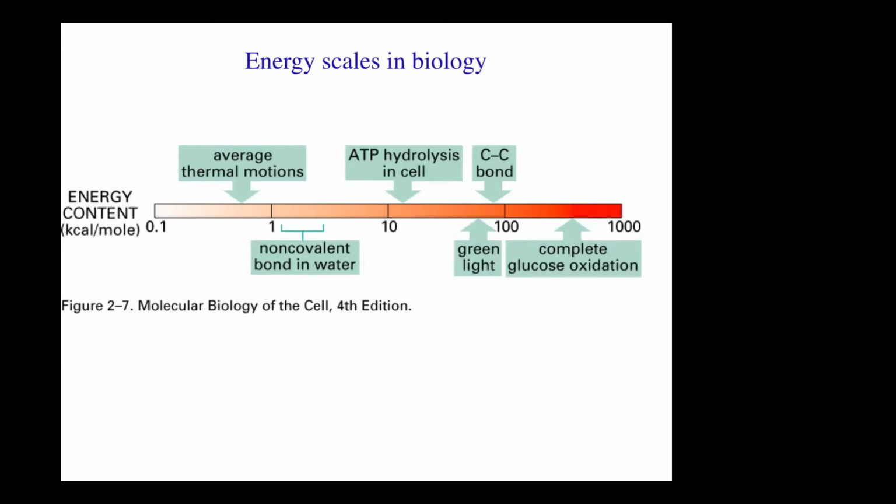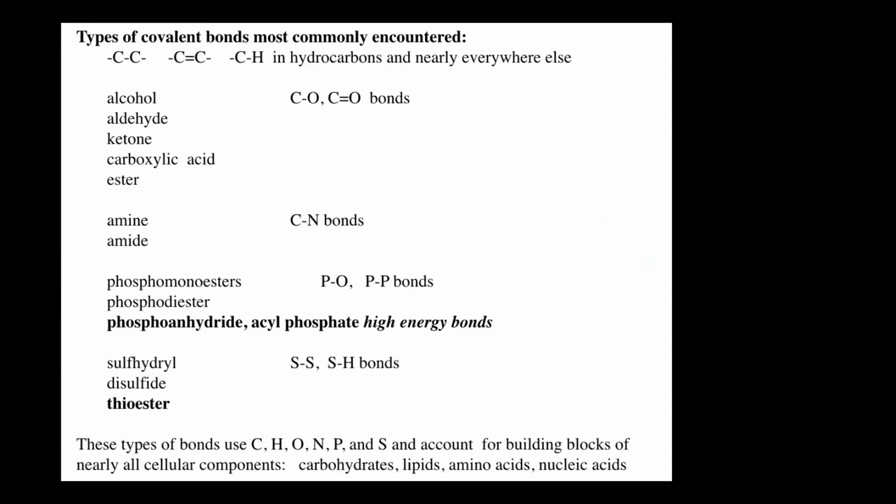That's one of the reasons photosynthesis is so spectacularly good: the energy that comes from light is actually a lot. And then things like complete oxidation of one single glucose molecule gives you hundreds of kilocalories per mole. All right, so that's basically the energy scale to keep in mind.